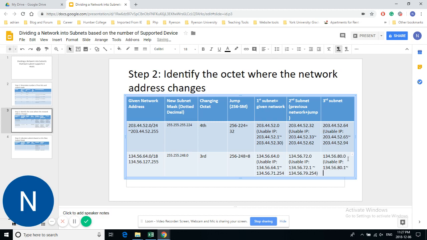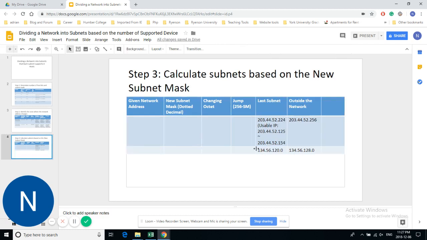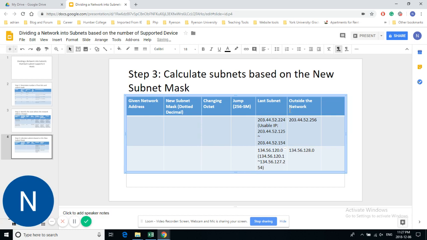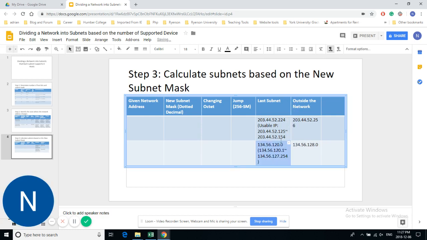.1 and goes up to 134.56.88.0, so 87.254. Okay, let's take a look at the last subnet, 134.56.120.1, the first usable, and 134.56.127.254 is the last usable IP address in the last subnet.